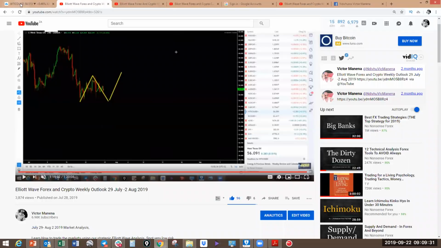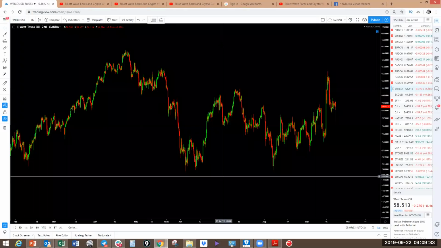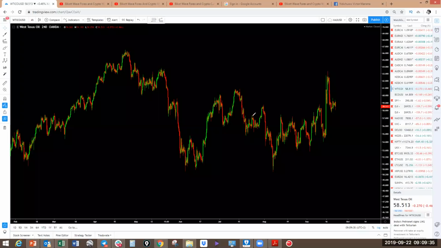Let's go back to the chart. 28 July, you'll see that I was forecasting that we are going to have a 3-wave correction here, and we're going to have the move to the downside, and we are going to have a move back up here. Okay, so that move then happened. We got the drop from here. This was the forecast.